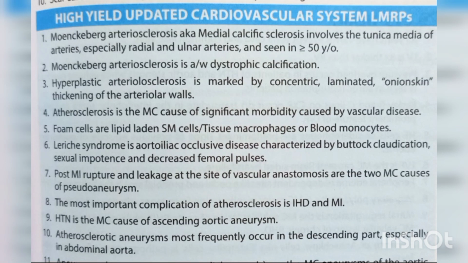Monckeberg arteriosclerosis, also known as medial calcific sclerosis, involves the tunica media of arteries, especially the radial and ulnar arteries, and is seen in those greater than 50 years old. Monckeberg arteriosclerosis is associated with dystrophic calcification. Hyperplastic arteriosclerosis is marked by concentric laminated onion skin thickening of the arteriolar walls.